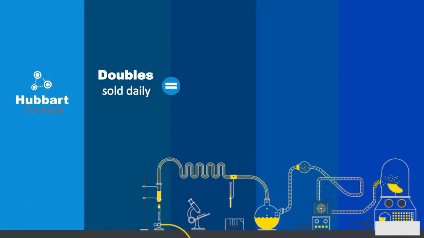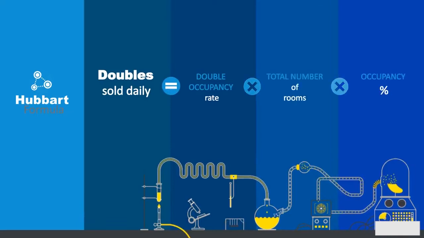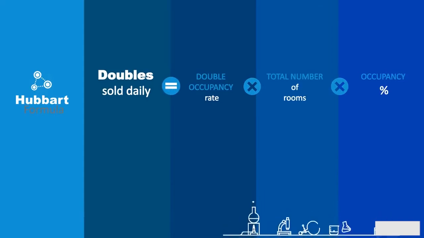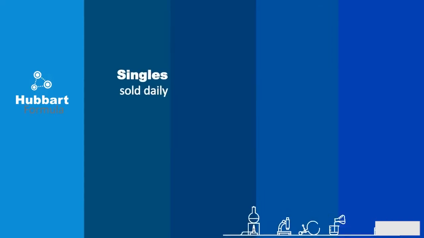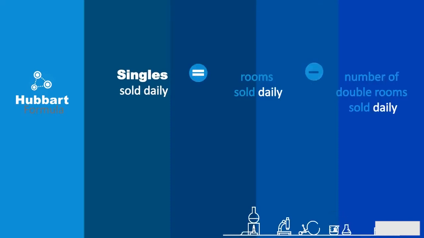Now comes the Hubbard formula. This is a scientific way and most recent approach of determining the room rent. To determine the average selling price per room, the approach considers operating cost, desired profit, and expected number of rooms sold. To be precise, doubles sold daily is equal to double occupancy rate times total number of rooms times occupancy percentage. Again, singles sold daily is equal to rooms sold daily less number of double rooms sold daily.